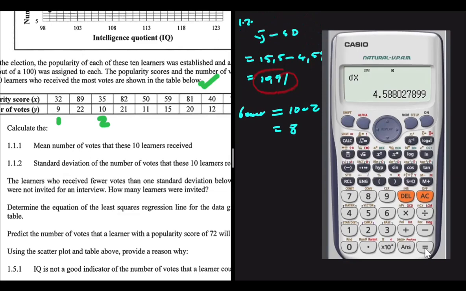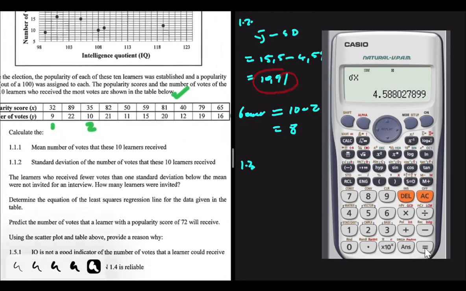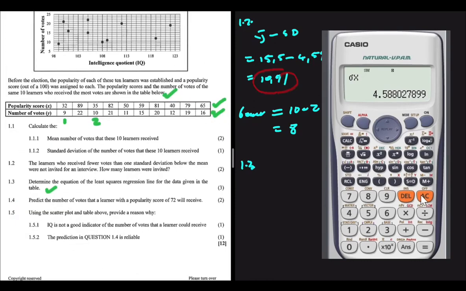Let's take a look at 1.3. In 1.3, we're supposed to determine the equation of the least squares regression line for the data given in the table. How are we going to do that? Mode 3 for stats, and now we're interested in two variables. So that is option 2, a plus bx, which is the equation of our least squares regression line. y is equal to a plus bx. So let's go ahead and press 2 and enter our data. We're going to start with the x values.